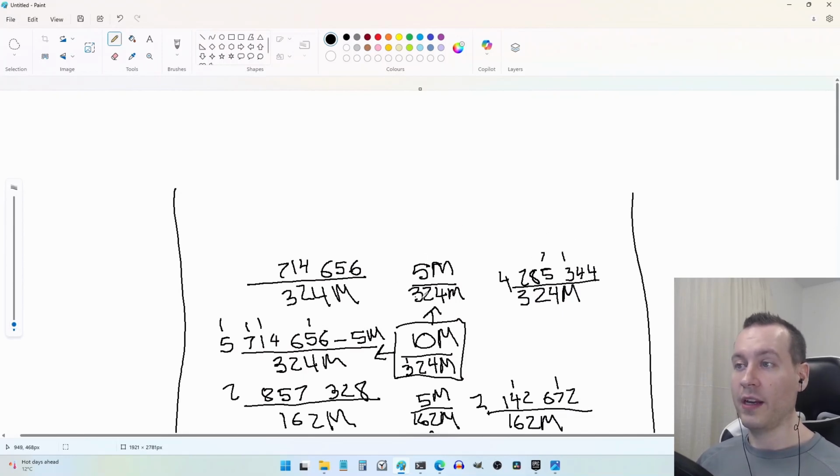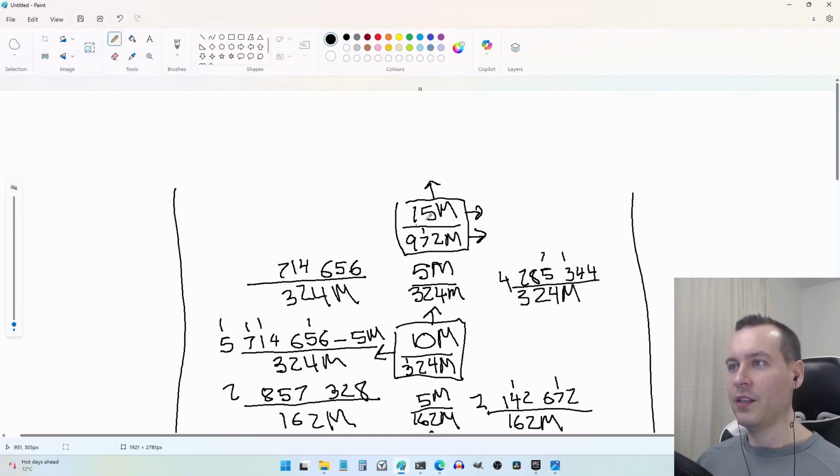We'll have to multiply all numerators and denominators by 3 to make this math a bit easier. So 15 million over 3 times 324. 4 times 3 is 12. 2 times 3 is 6, carry the 1 is 7. 3 times 3 is 9.